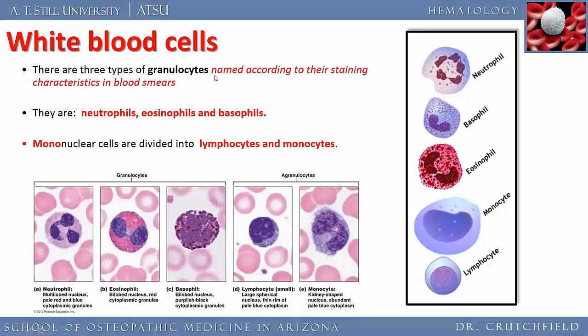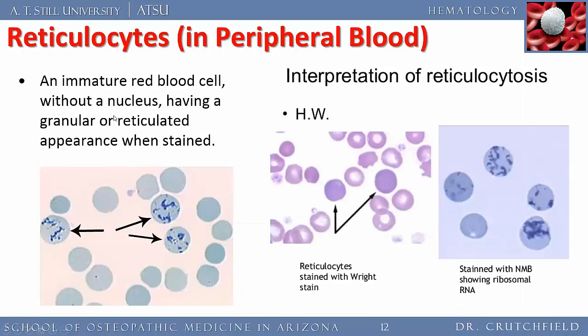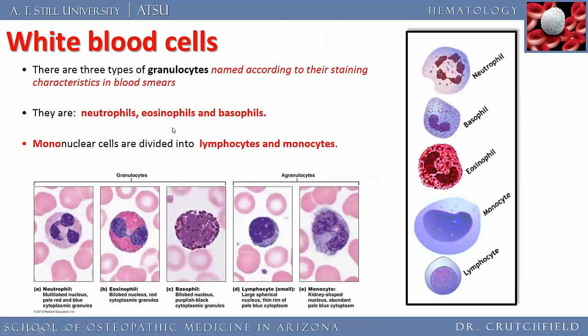But there are basically three types of granulocytes. There's a neutrophil, an eosinophil, and a basophil. You're going to see eosinophils in people who have allergic reactions, and basophils, the same thing. And these two are very similar.